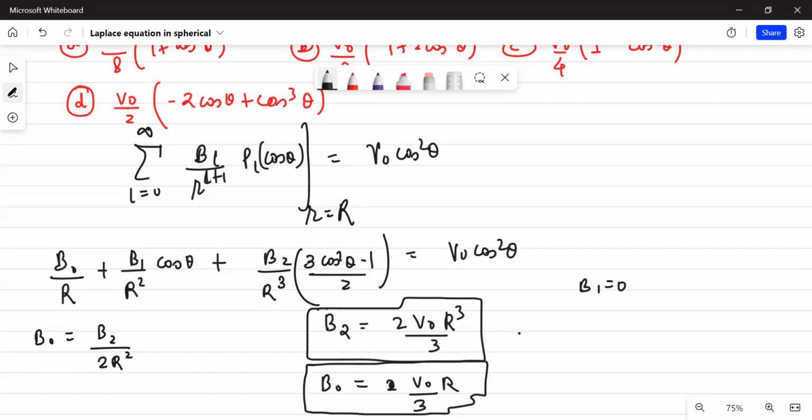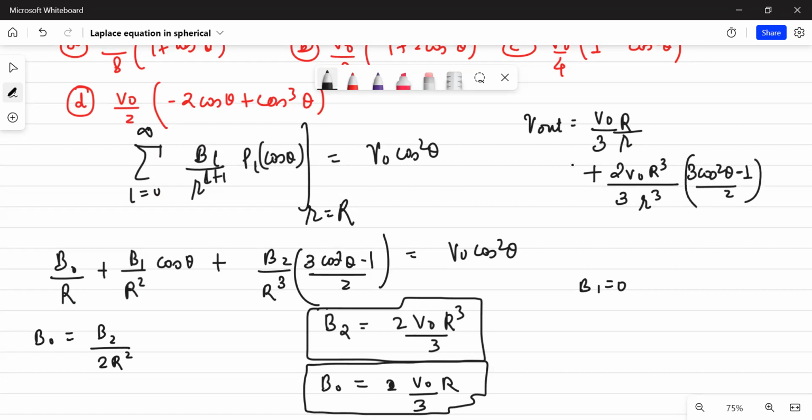So the potential anywhere outside, I'm writing it here. Potential anywhere outside, I can write as V naught upon 3, and then there's some R here, and then a small r here, and you have P naught cos theta, that is simply 1, plus this would be 2 V naught capital R cube upon 3, and this is R cube here, and then you have this V2, this is 3 cos square theta minus 1. Is that clear? Now all you need to find is that anywhere outside this is the potential.